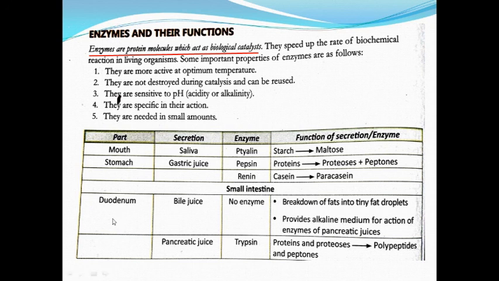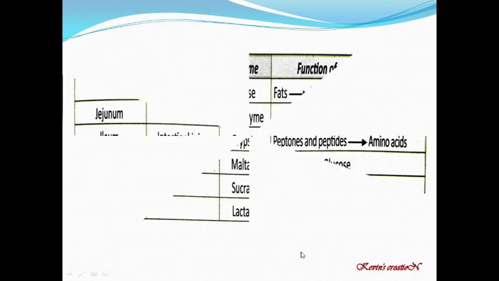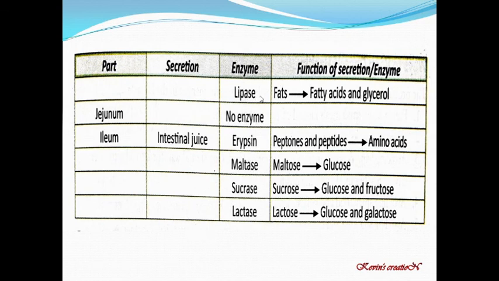In the small intestine, in the duodenum, two juices are added, bile juice and pancreatic juice. Bile juice doesn't have any enzyme, yet it helps in the digestion of fats and also provides the alkaline medium for other enzymes to act on the food. Pancreatic juice has trypsin, which changes proteins and proteoses into polypeptides and peptones, and one more enzyme, lipase, which acts on fats and changes fats into fatty acids and glycerol. In the jejunum, no digestion takes place and no enzyme or juice is added to the food.